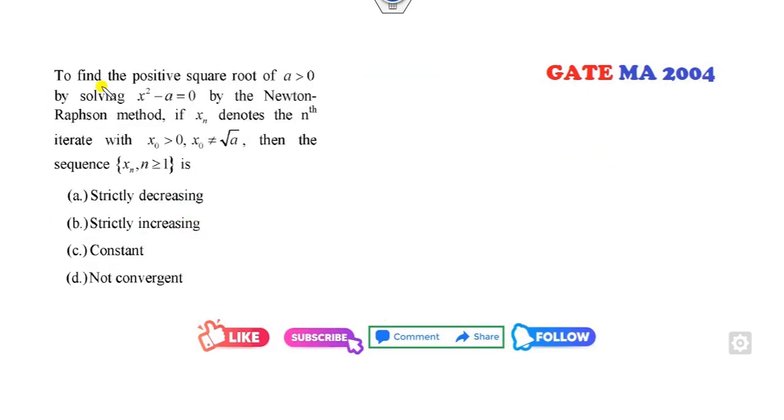Look at this another one. To find the positive square root of a by solving the function x squared minus a by the Newton-Raphson method, whether x_n is strictly increasing, decreasing, constant, or not convergent. Firstly, we will check the convergence.